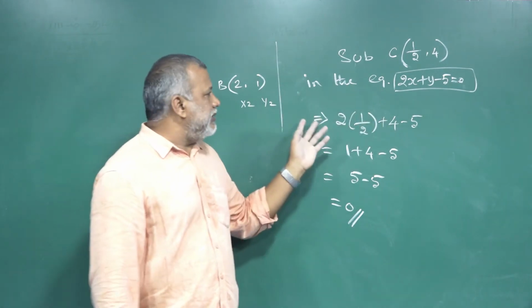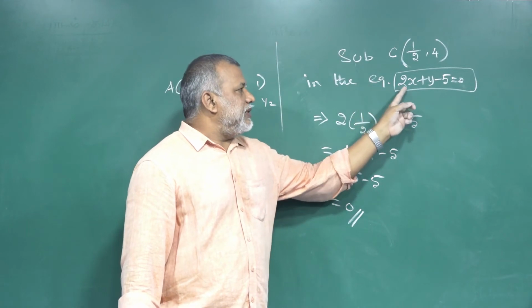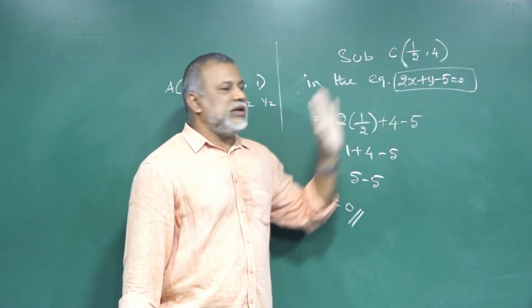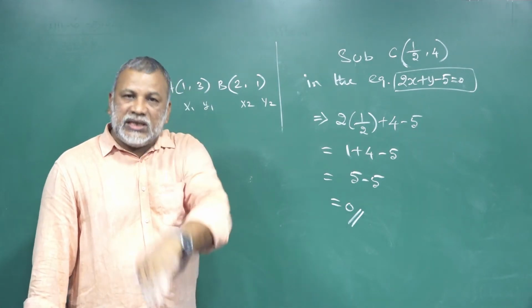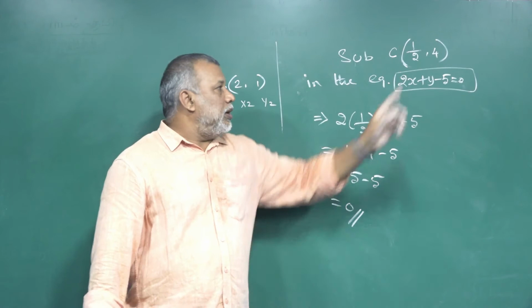Substitute the data, simplify, and we get the equation of the line as 2x + y - 5 = 0. Our aim is to substitute the third data. What is the third data? It means the third point, (1/2, 4).